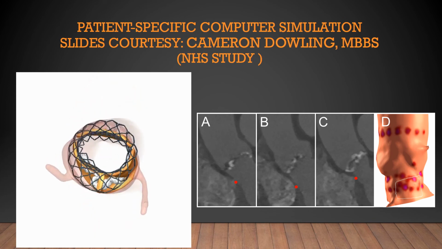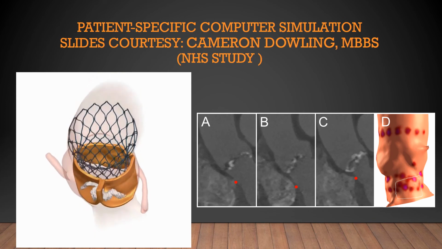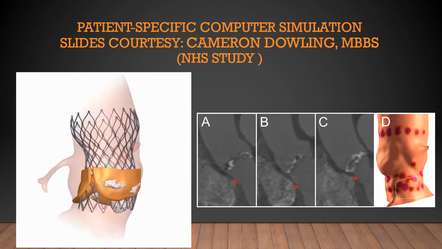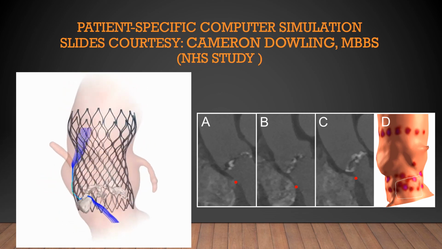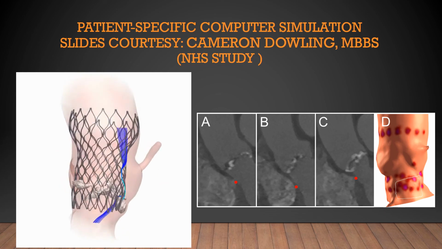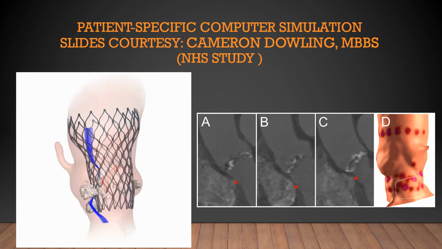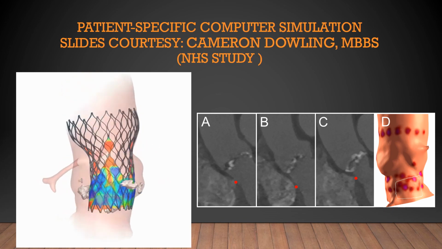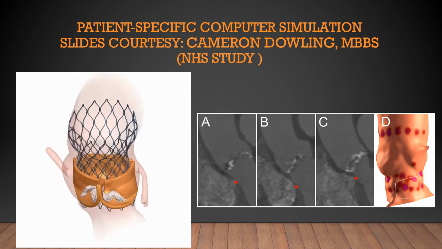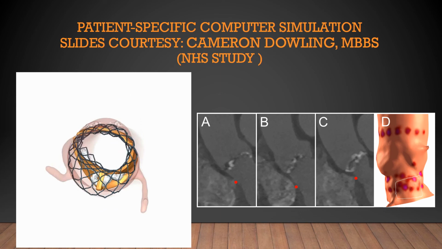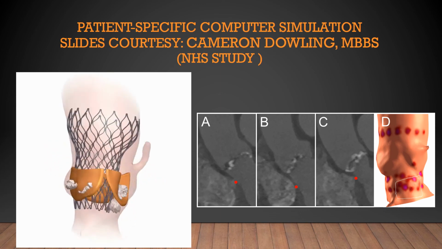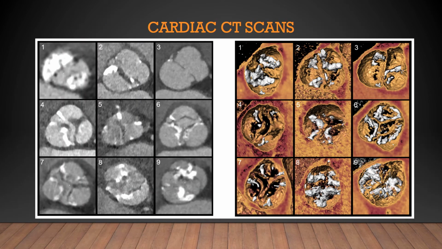Now, these are slides courtesy of Cameron Dowling, and I think this is extremely intriguing: how would we be able to custom tailor currently available percutaneous heart valves to bicuspid aortic disease? Certainly with the use of CT technology, and by being able to simulate implanting a valve, the size of a valve, where exactly we are going to implant it, it would be beneficial.